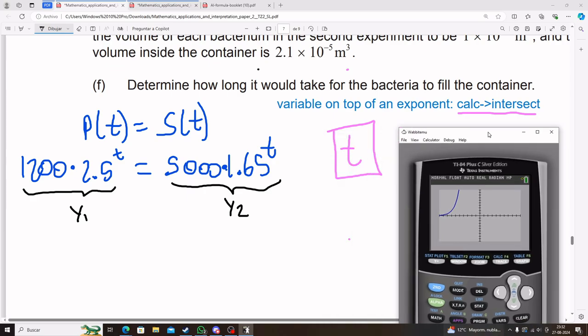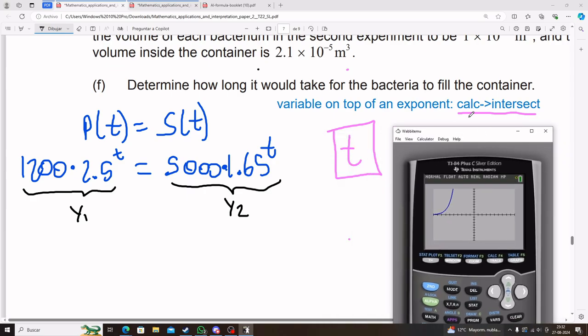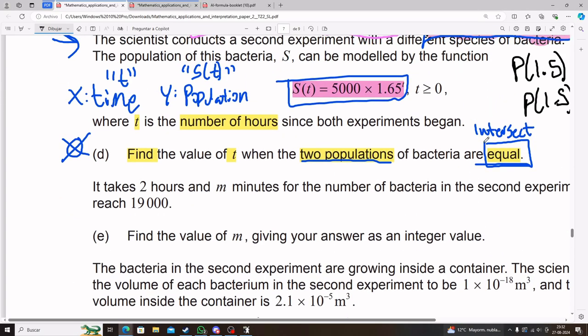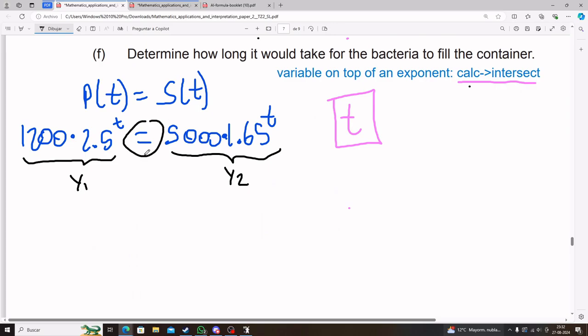Now, there's probably some of you that are a little bit confused by this. See, as I said earlier, when two populations are equal, they are intersecting each other, right? So wherever they are equal is wherever they have to be intersecting, right? And so think about it this way.